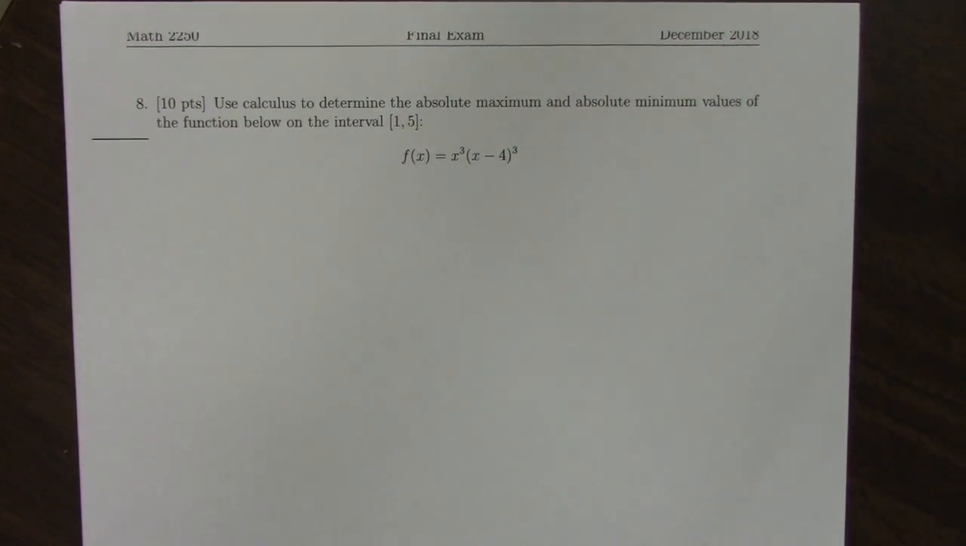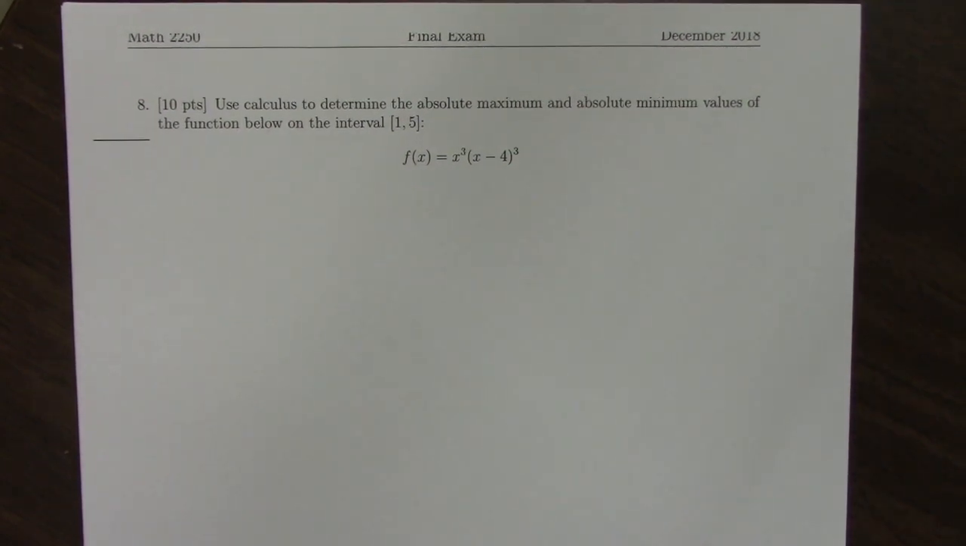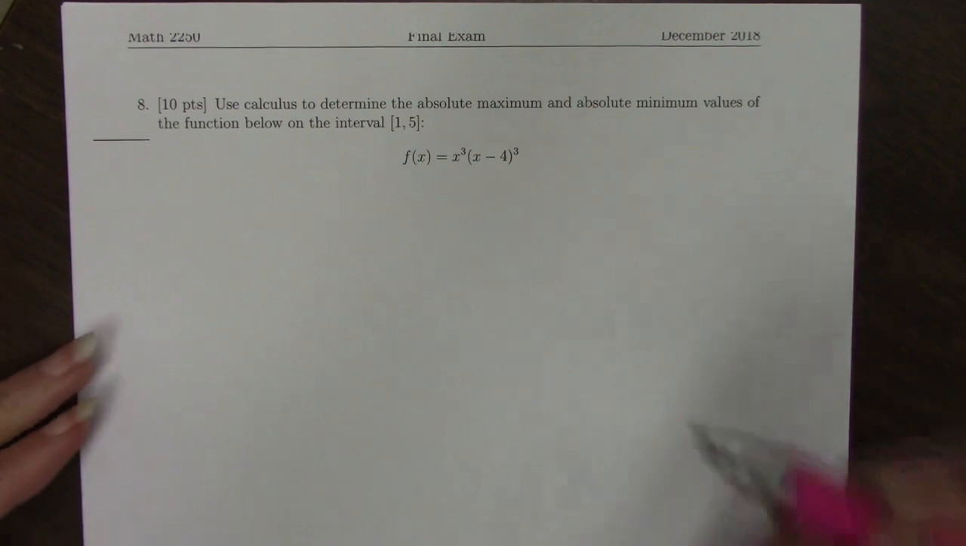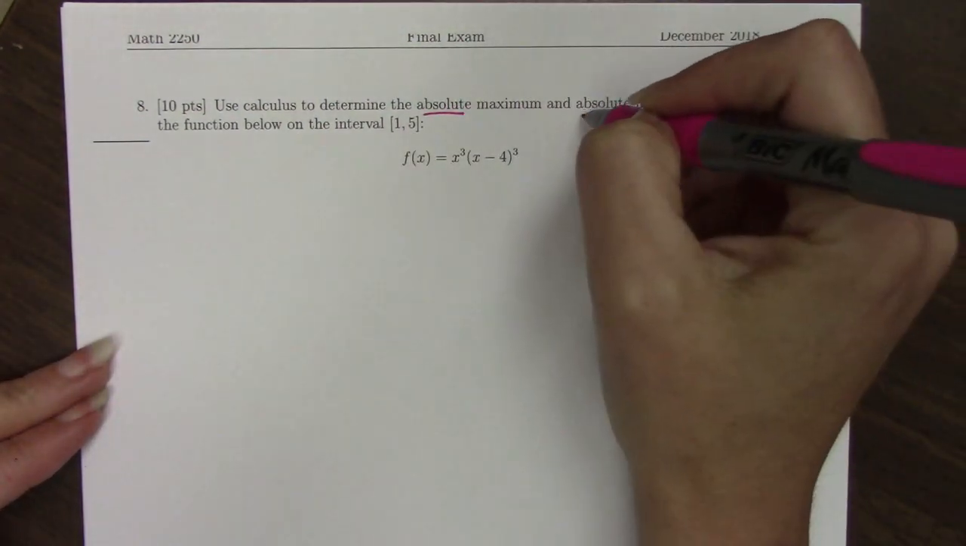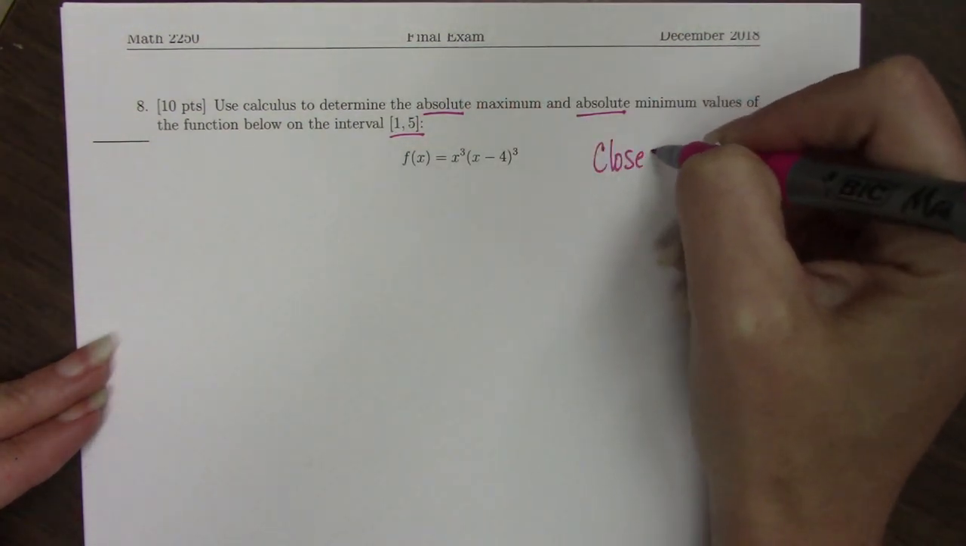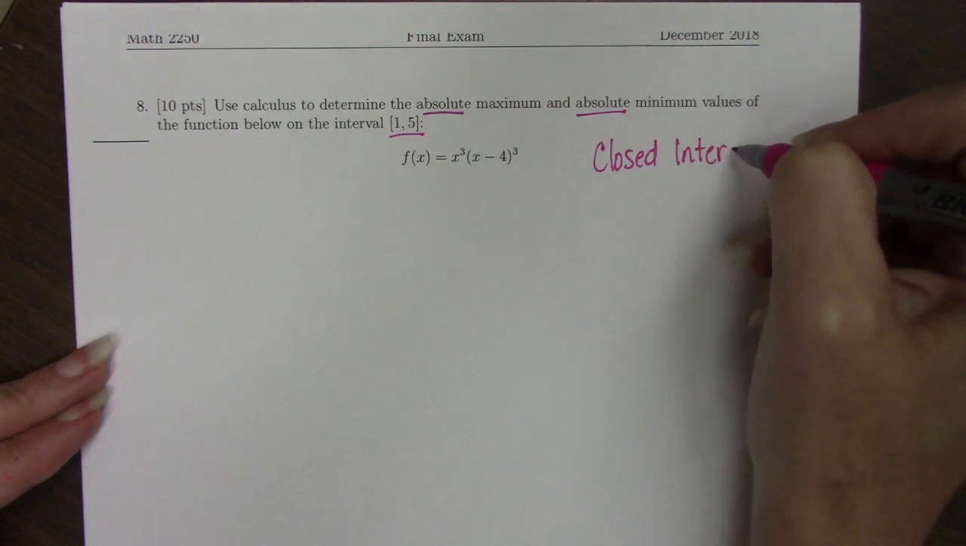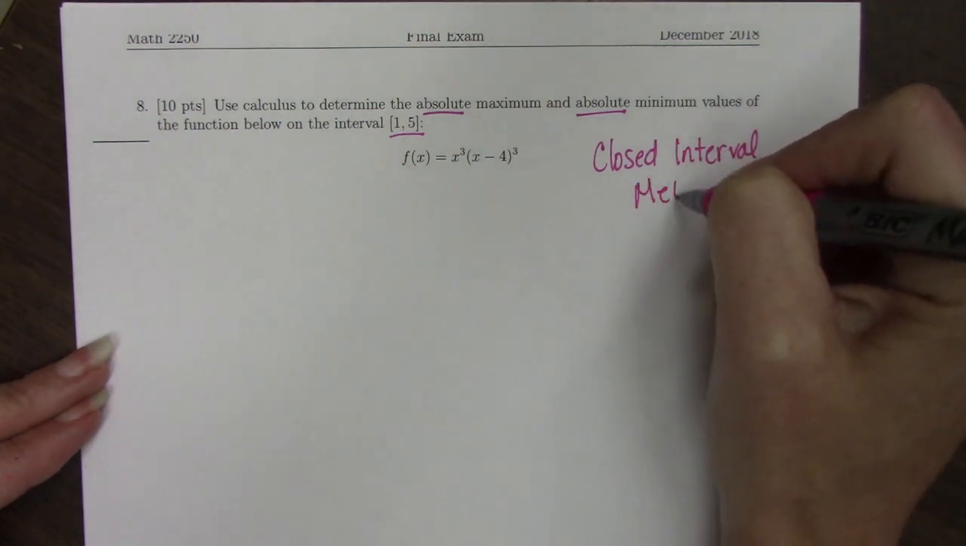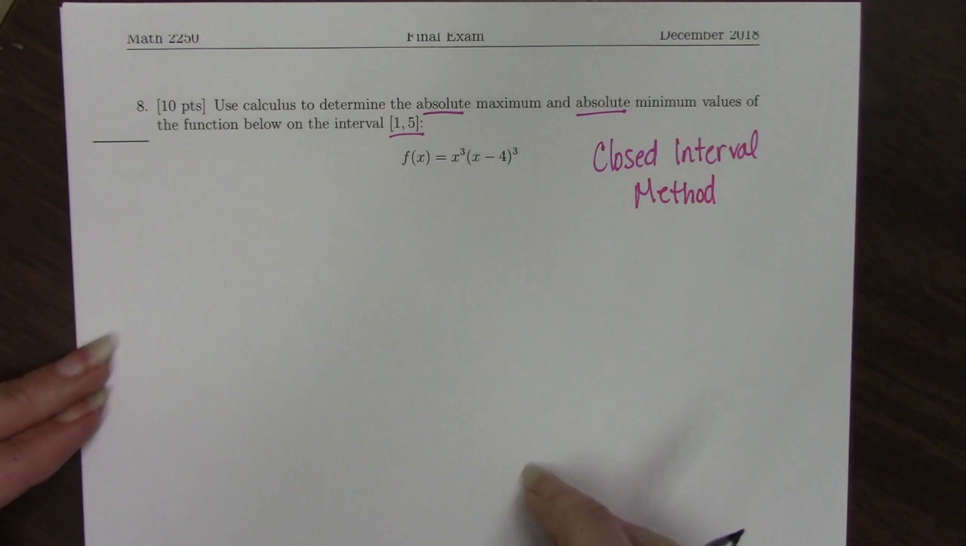Problem 8 says use calculus to determine the absolute max and absolute minimum values of the function below on the interval from 1 to 5. We're looking for absolute extrema, and notice that this interval is closed, so this is going to involve the closed interval method, right, which comes from the extreme value theorem.